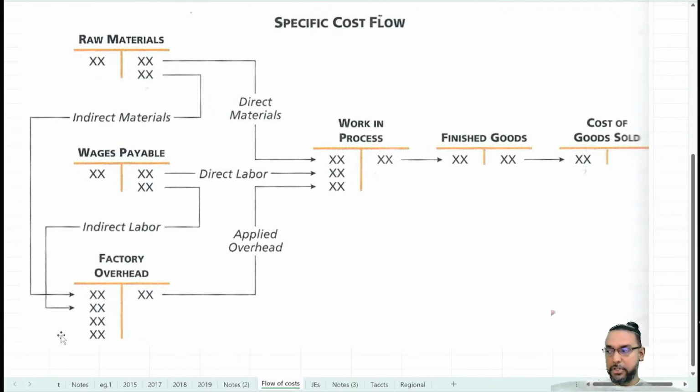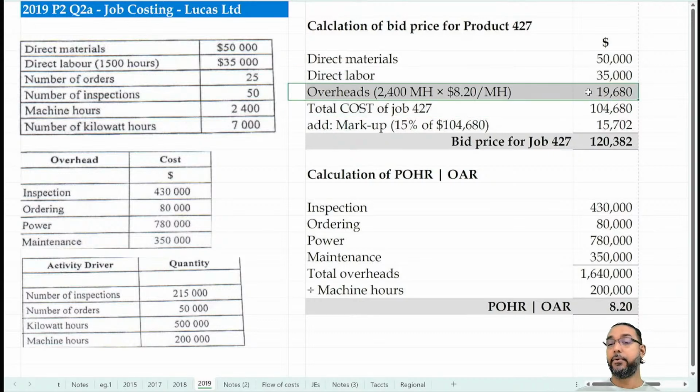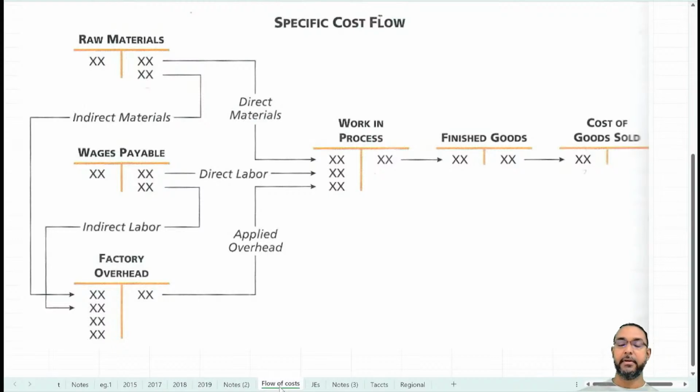You have a whole slew of costs there, which we should be at least somewhat familiar with by now, right? And then we apply. Please note the use of the word applied overhead. We use the word applied because we calculated a rate, the overhead application rate, and then multiplied it by the volume of the cost driver or the application base for that job. So we applied overheads based on the overhead rate and the actual quantity of the cost driver.